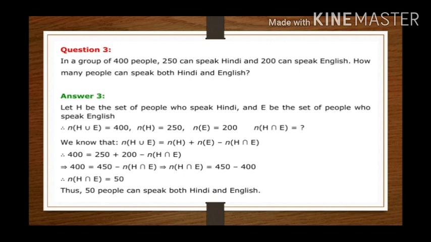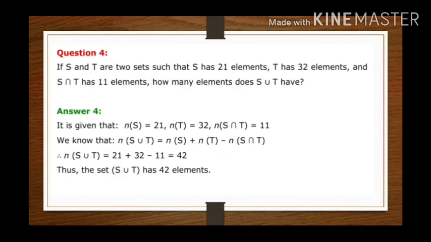Again, as you can see, the cardinality of the union and the cardinality of the two sets are given. You have to find the cardinality of the intersection. Again, just use the formula. The number of people who can speak Hindi and English both is equal to 50. So 50 people can speak both English and Hindi.